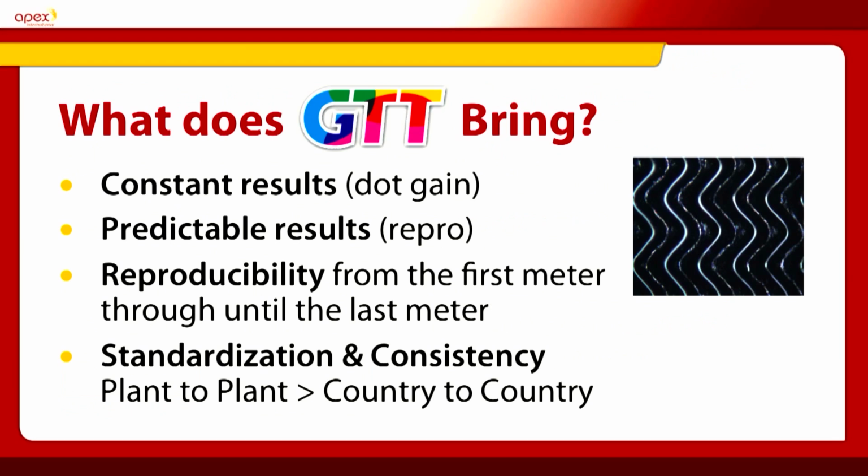It gives reproducibility for the printer, so from meter 1 through to meter 50,000, we have a consistent ink transfer and therefore a consistent color. It also gives standardization possibilities for the industry and also for individual printers. So we get consistency from plant to plant, also through to country to country.